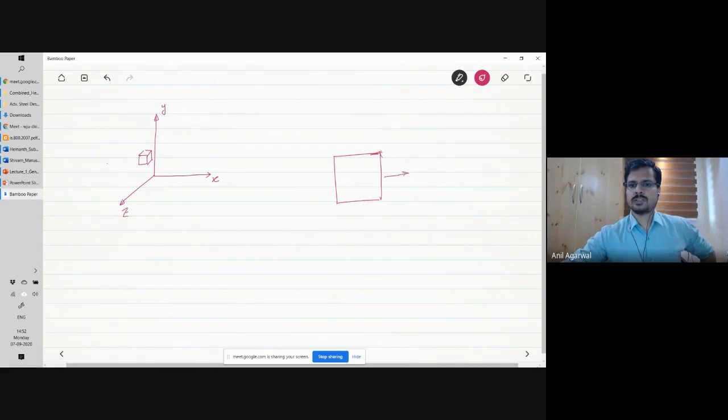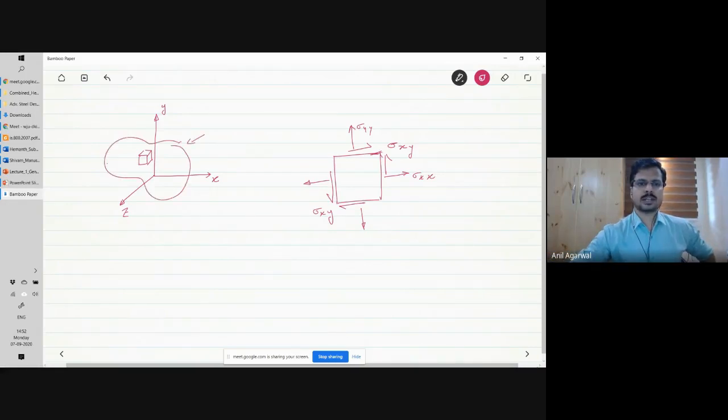So you will have sigma xx here, sigma yy here, and similarly on the other face, and then you may have sigma xy. You can call it tau xy also, it's your call. And how is this produced? Because this small element was part of a bigger body where some forces were acting.